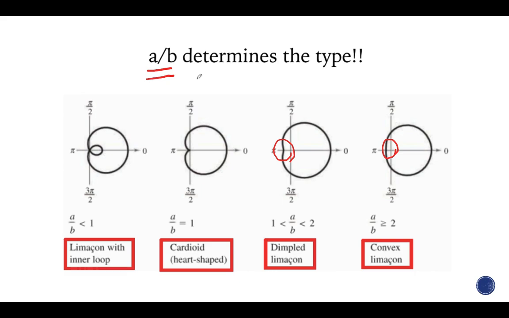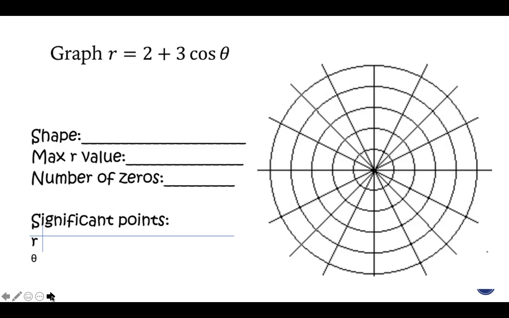So let me walk you through an example of each of these four limacons, how we're going to graph them, and how we'll identify a few key characteristics from them. Let's jump right into it. Let's take this first limacon. We want to graph r equals 2 plus 3 cosine of theta.